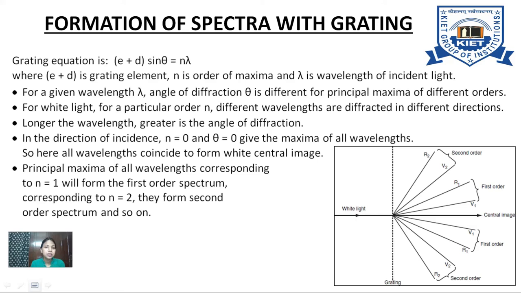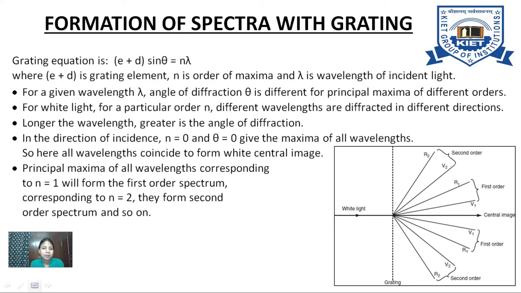Now we study the formation of spectra with a grating. We have studied the equation of principal maxima due to a grating, and that equation is called the grating equation. For us, the grating equation is (e plus d) sin theta equals n lambda. You have to understand that e plus d, which is the grating element, is a constant quantity once you have fixed the grating with which you are working. So now, for a given wavelength lambda, the angle of diffraction theta is different for principal maxima of different orders. For white light, for a particular order n, different wavelengths are diffracted in different directions.